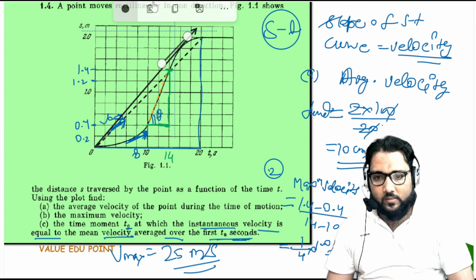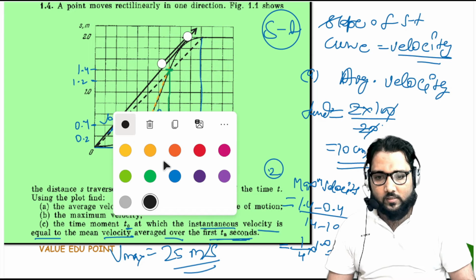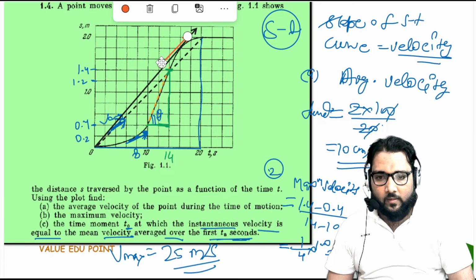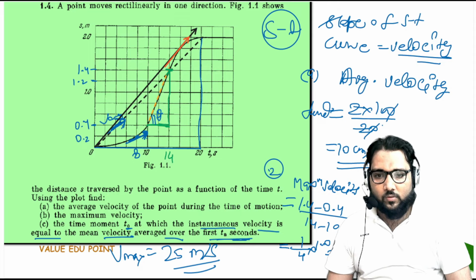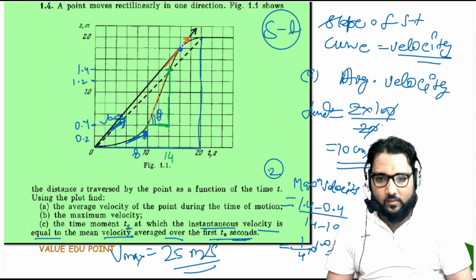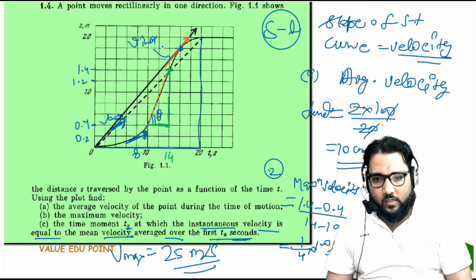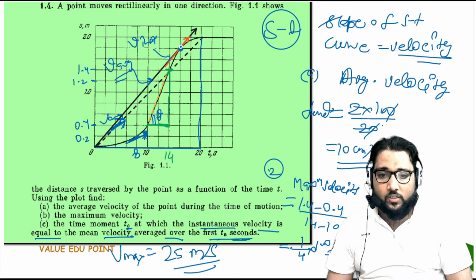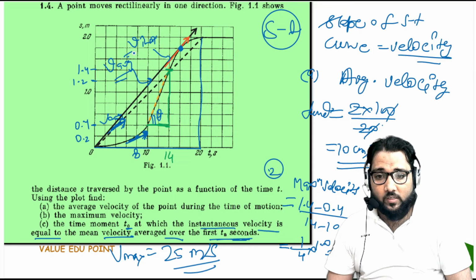You can see I changed the color. Look at this point, guys. At this point, the orange color is the instantaneous velocity, v instant, and the black is v average. Both lines overlap each other, so at this point the velocities will be equal.